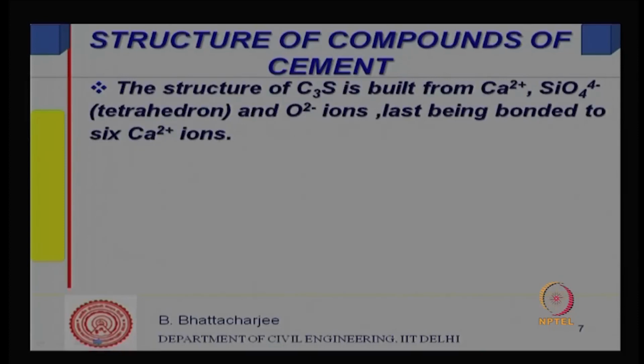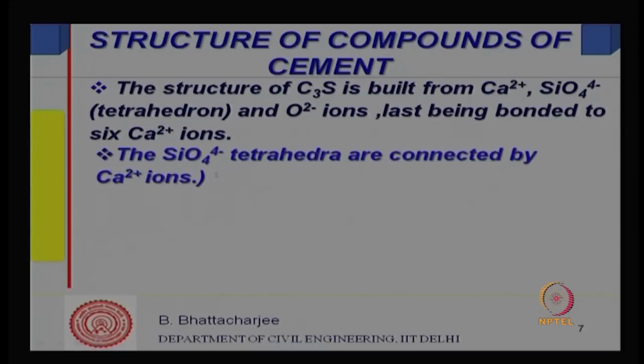C3S is built up from calcium ions, SiO4 tetrahedra, called orthosilicate, and oxygen ions. These oxygen ions are bonded to 6 calcium ions like this. The SiO4 tetrahedra are connected by calcium ions. So, the structure of C3S is built up of calcium ions, SiO4 tetrahedra and oxygen ions. Let us see how it is.